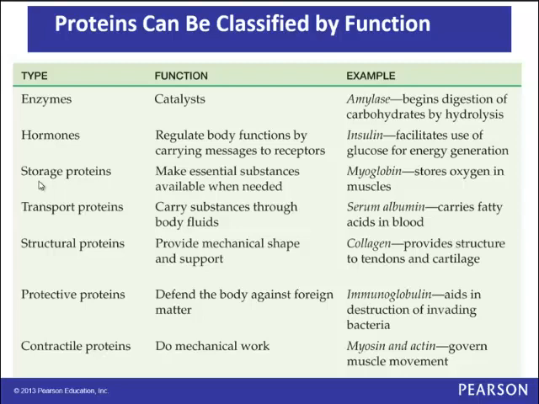Some proteins act like storage proteins, so they'll make essential substances available when we need them. So for example, myoglobin would be a storage protein. It stores oxygen in the muscle tissue so that it can have extra oxygen available during times of severe exercise or stress within the system. So, you exercise and you start breathing heavier to try to bring enough oxygen to the muscle tissue. If you have more myoglobin, you're going to be able to store some of that oxygen for later use inside the muscle tissue. So proteins can also transport materials within the body.